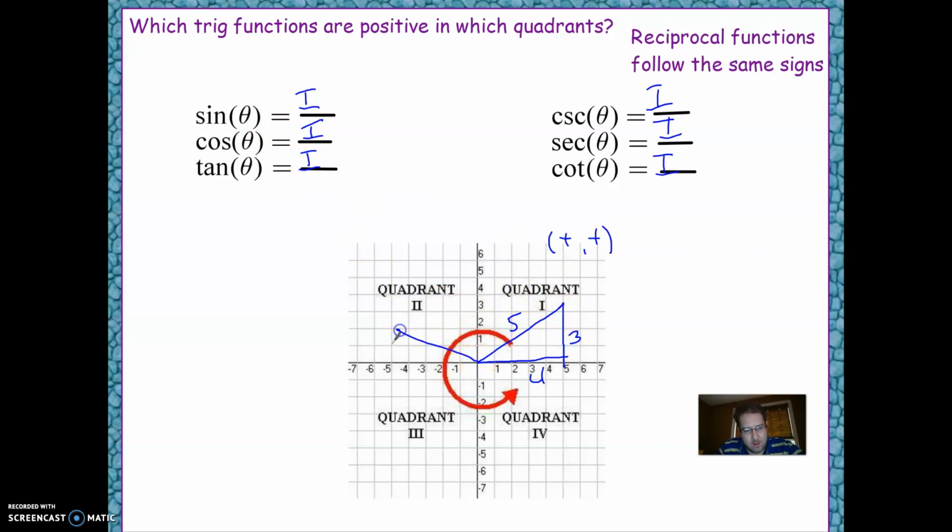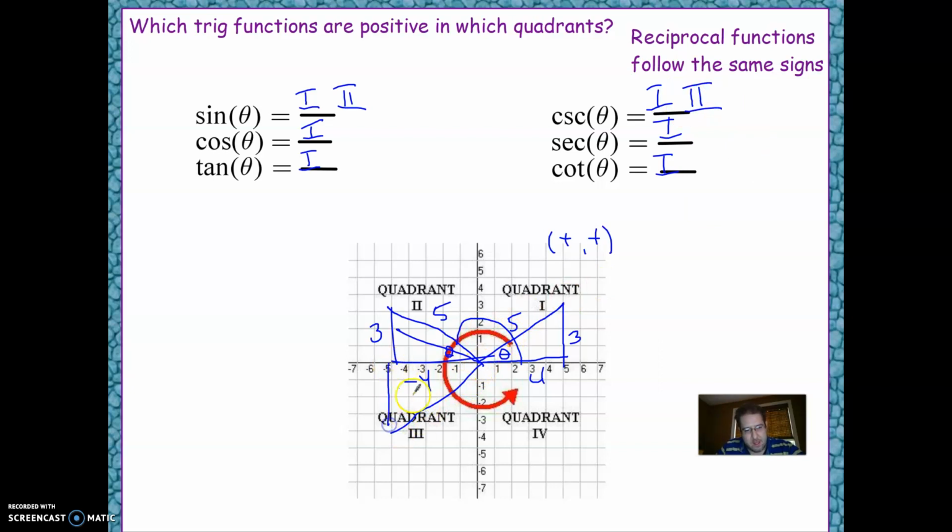If I go to quadrant 2 and I make the exact same triangle, and I use this as theta instead of this, because remember theta is the distance from the terminal ray, which will be here, to the x-axis. So that would be negative 4 and 3 and 5, because remember I'm going left, which would be negative, and up is 3. So opposite over hypotenuse, sine is positive in quadrant 2. Cosine would not be, because negative 4 over 5 would be negative. And tangent would also be negative because opposite over adjacent would be positive over negative. Which means cosecant would also be positive in quadrant 2.